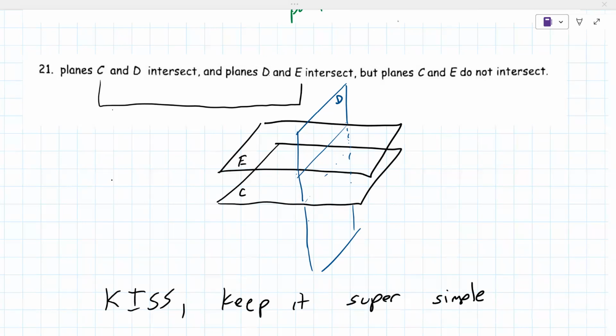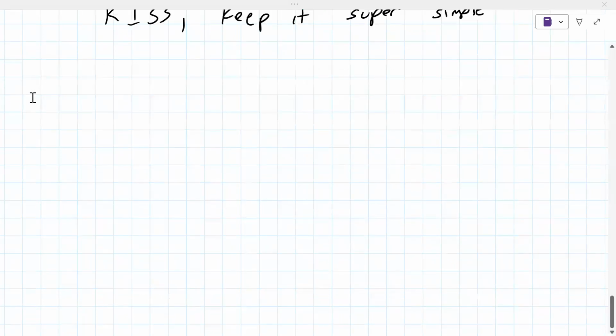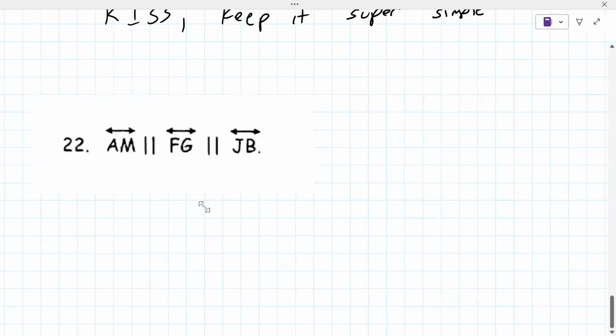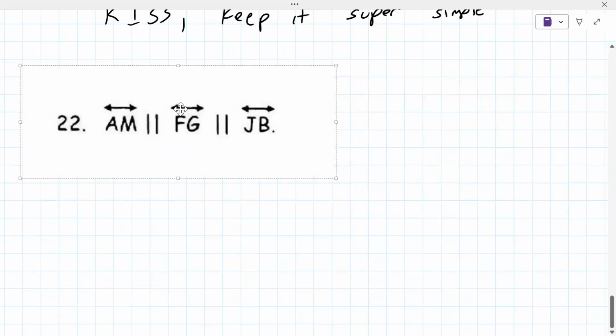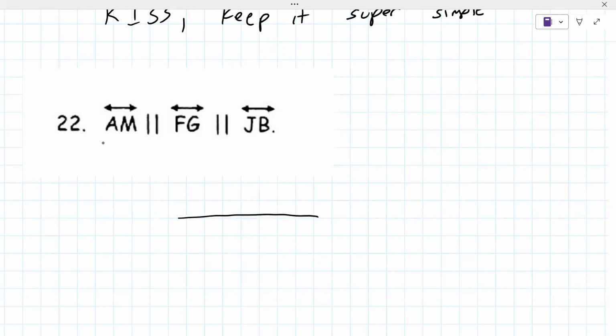All right, number 22. Tell me in your own words what this is right here. These are three lines, and what do you know about the three lines? That they're all parallel. Yep. To keep it simple, there's a line, there's a line, there's a line, with the arrows on the end. They're all parallel. We'll label the points.